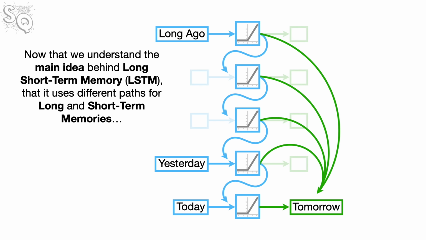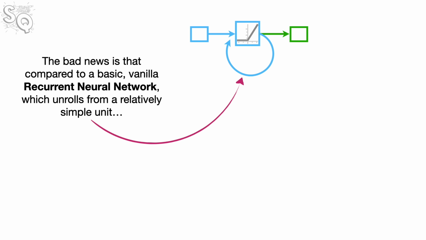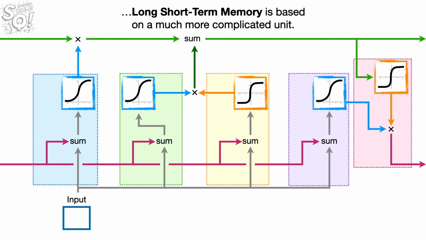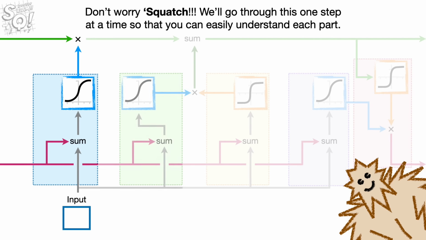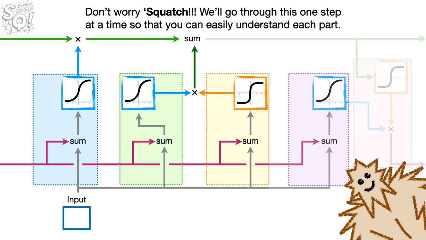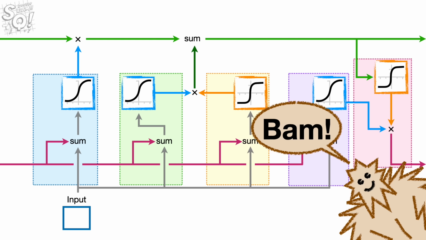Bam! Now that we understand the main idea behind long short-term memory, that it uses different paths for long and short-term memories, let's talk about the details. The bad news is that compared to a basic vanilla recurrent neural network, which unrolls from a relatively simple unit, long short-term memory is based on a much more complicated unit. Holy smokes, this looks really complicated. Don't worry, Squatch. We'll go through this one step at a time so that you can easily understand each part.